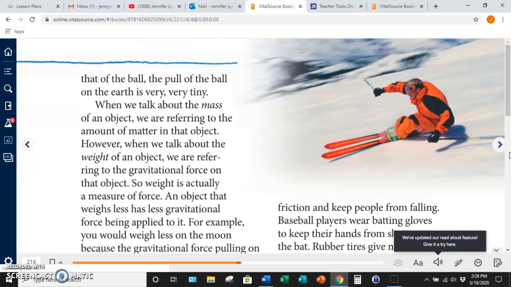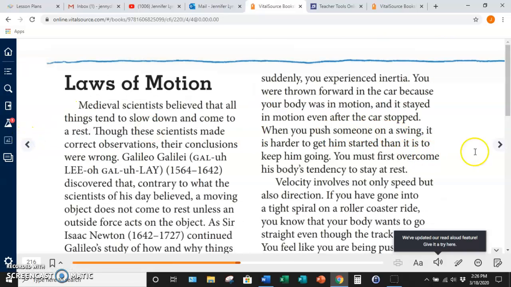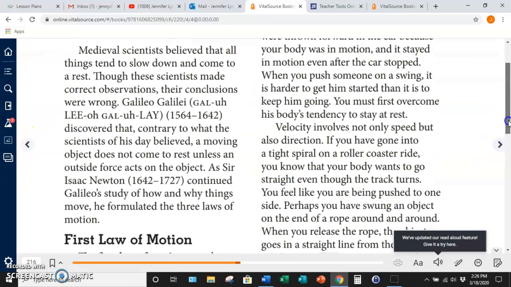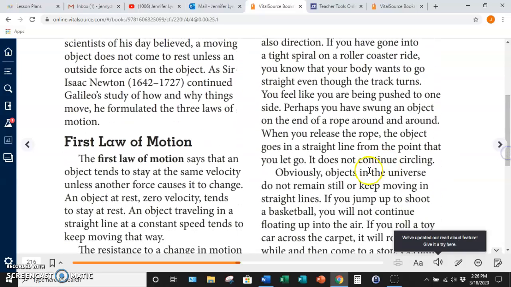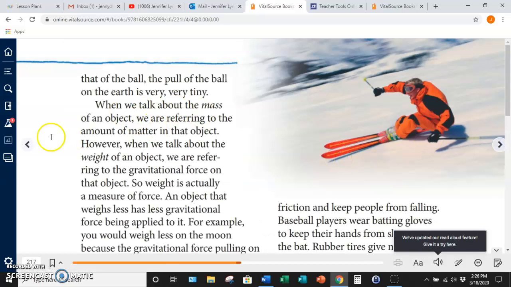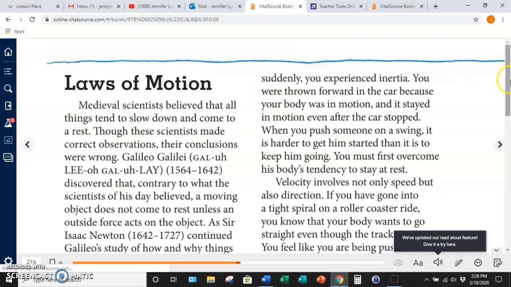It does not continue. Oh, sorry guys, I switched the page. It does not continue, sorry, I lost where we were. It does not continue circling. I'm so sorry.